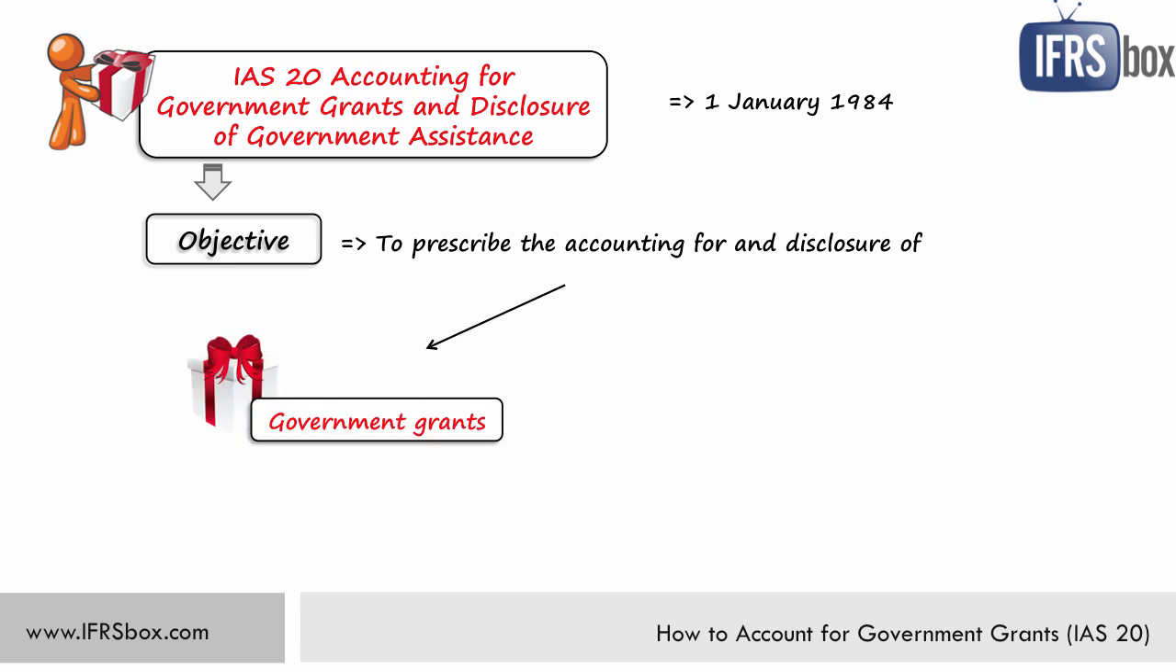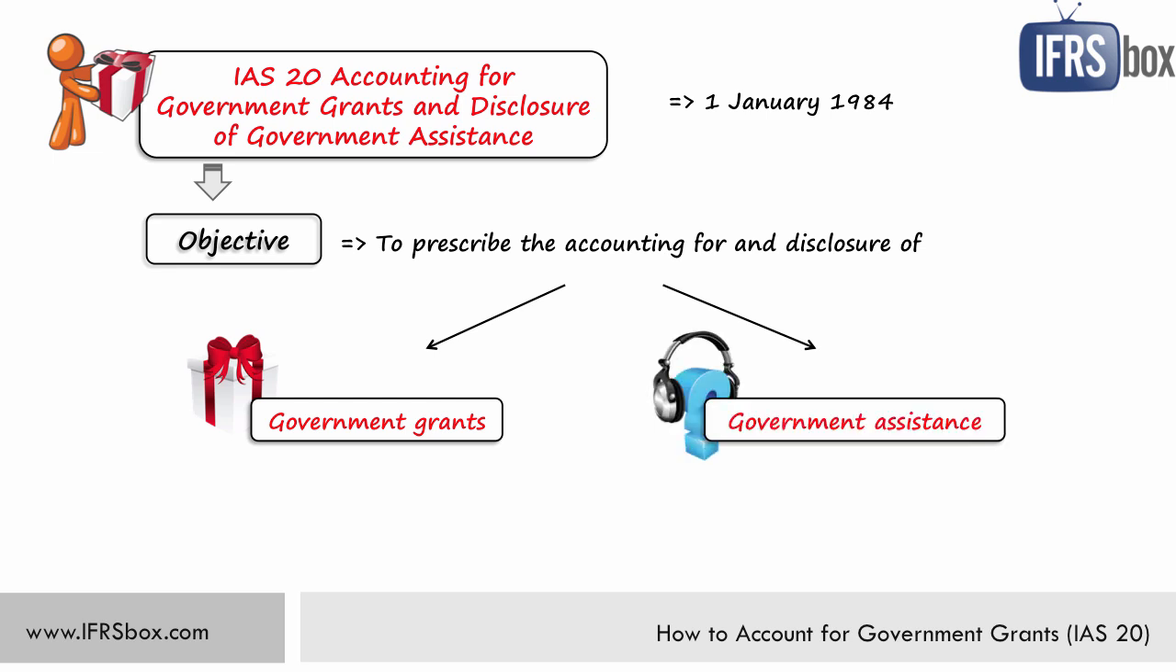These are all kinds of resources transferred to an entity, whether it's cash or some non-monetary assets, and usually an entity must fulfill certain conditions in order to receive the grant from the government. And also government assistance, and this is not a transfer of resources, but some other action of government to provide some benefit, for example, free marketing advice, helplines, etc.